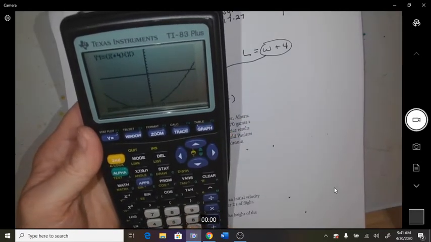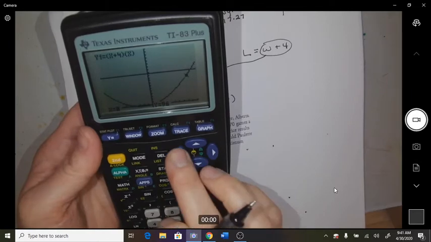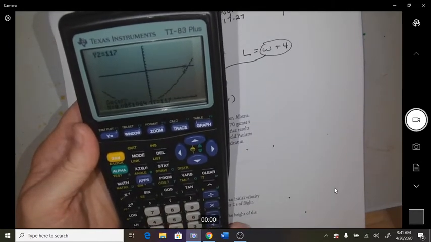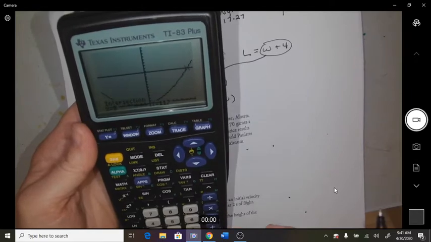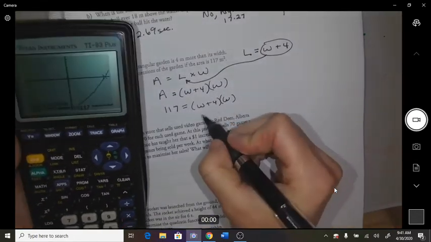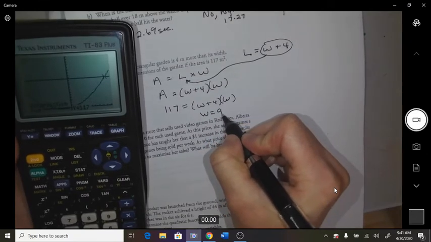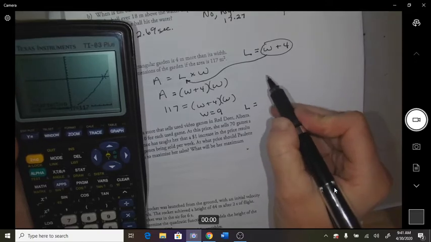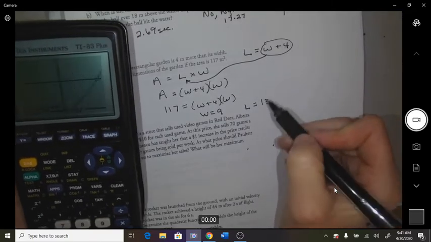So let's put our cursor over there at 8 maybe. Okay, so calculate the intersection. And it intersects at 9. So when the W equals 9, so if W equals 9, length would equal 9 plus 4 or 13.